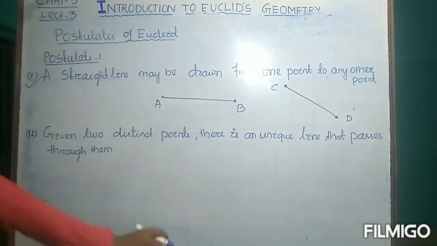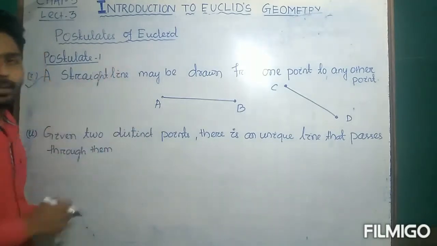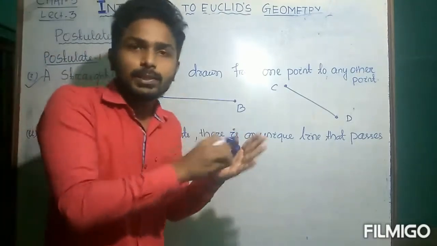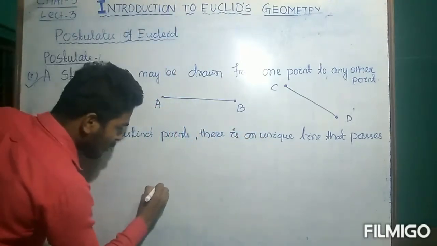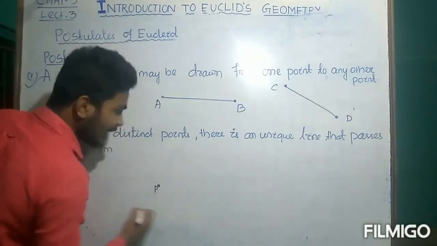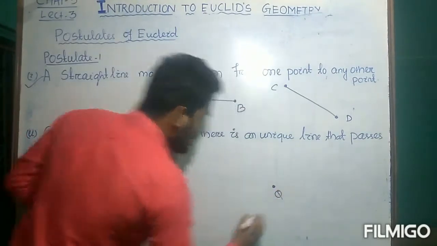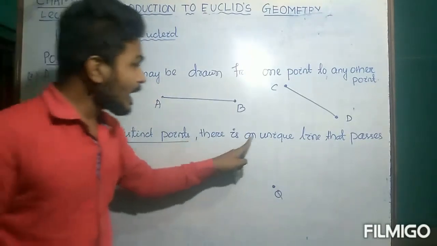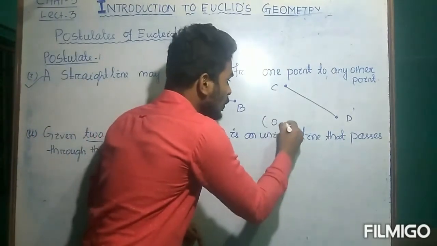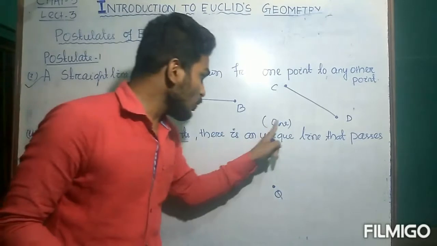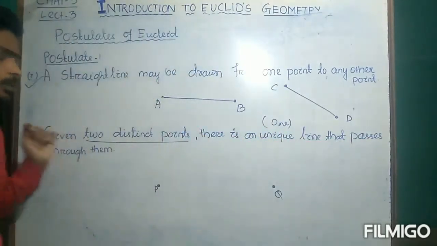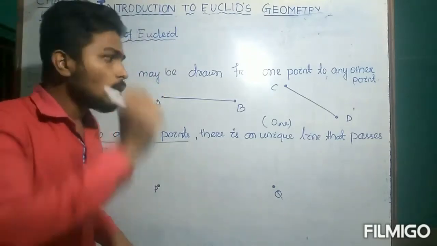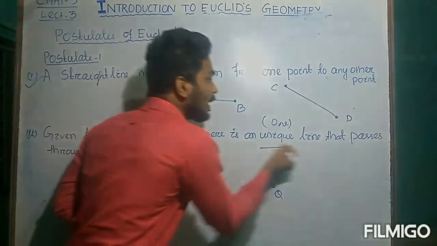Now statement number 2 tells you that given 2 distinct points. Okay, distinct means different points. The points should not coincide with each other. It means if here is a point P, then there is another point Q. So if there are 2 distinct points P and Q, there is a unique, meaning one, line that passes through them. So it tells you that through these 2 points you can draw one and only one straight line.